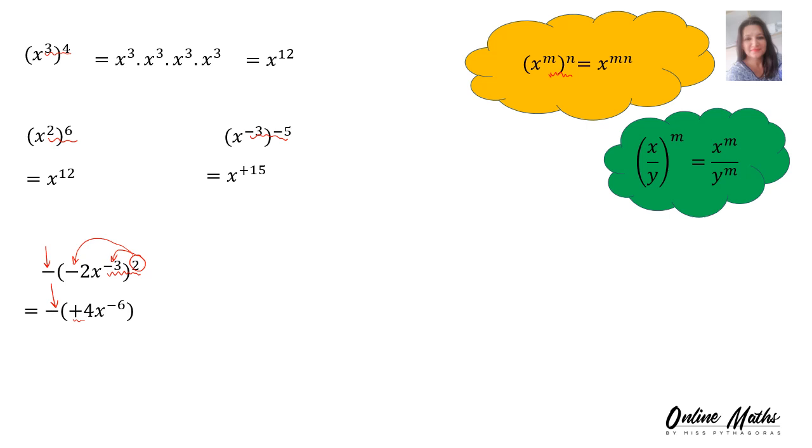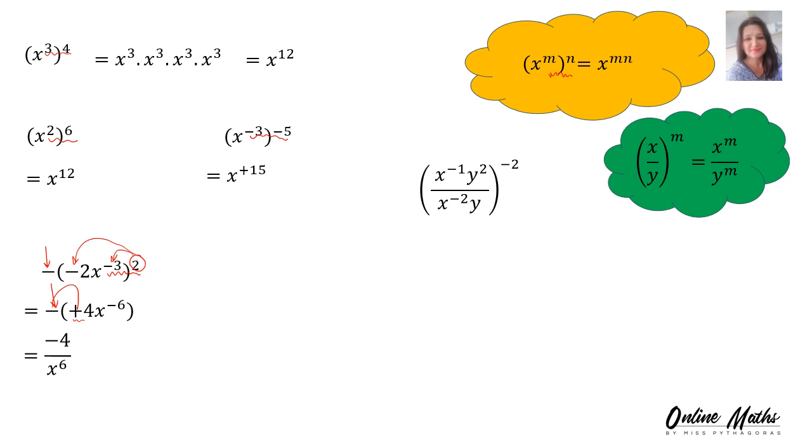And then in your next step, a minus times a plus is -4, and then x to the -6, we take it down to make it positive. Therefore, it's the final answer, -4 over x to the 6.